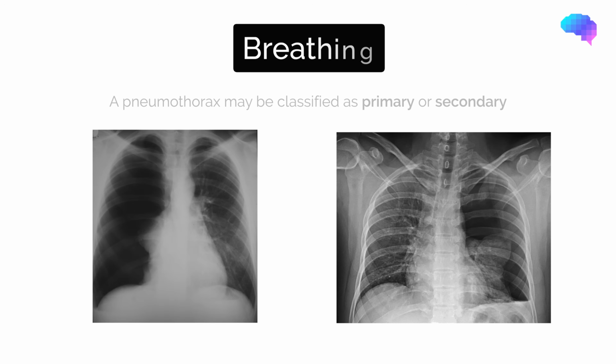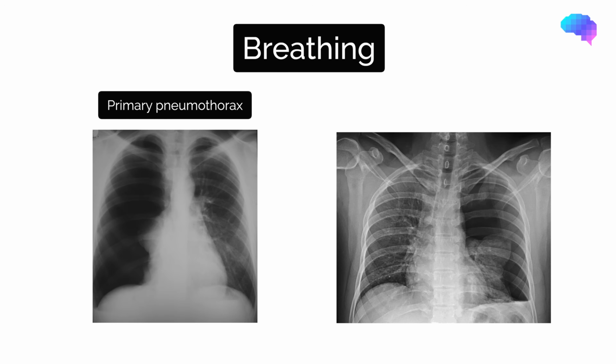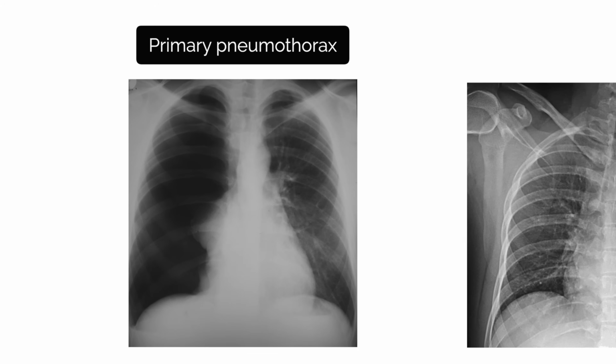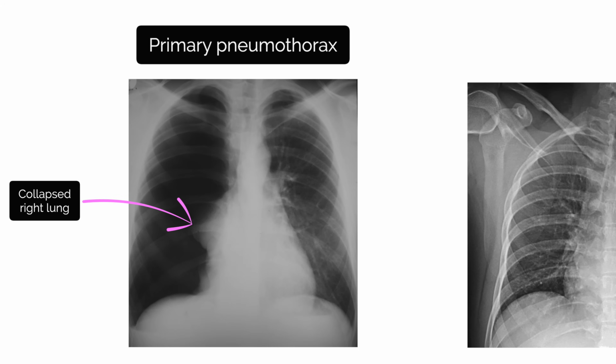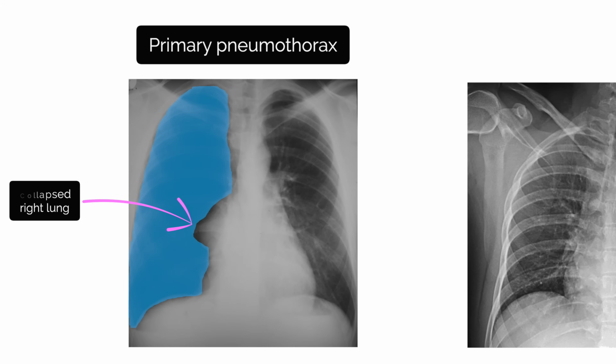When considering a diagnosis of a pneumothorax, it's important to consider whether it has a primary or secondary cause. The term primary pneumothorax is used when the patient has no history of respiratory disease, such as seen in the left image. Here, the right lung appears to have completely collapsed, resulting in a dark right lung field.